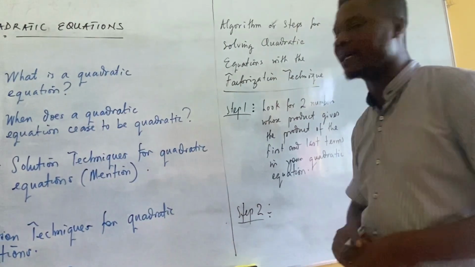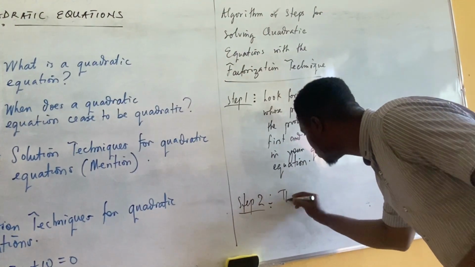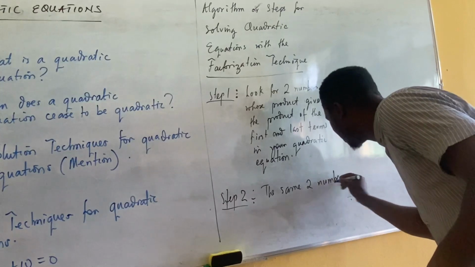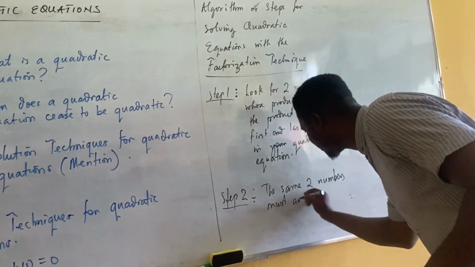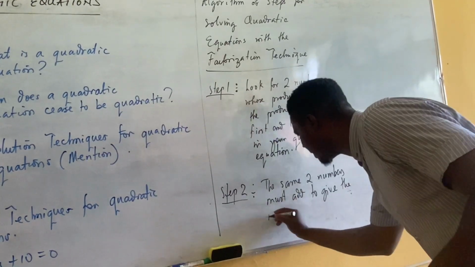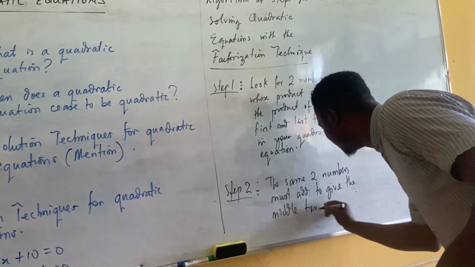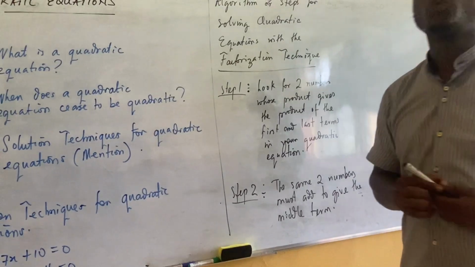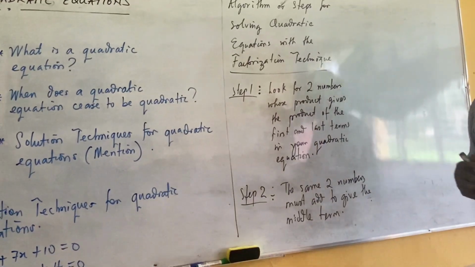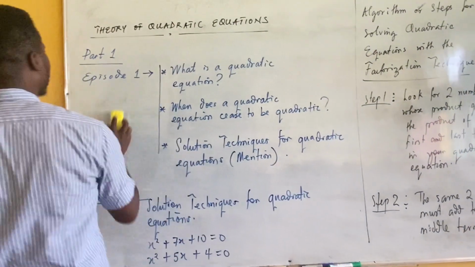Step 2 is tied to step 1 because step 2 says the same two numbers must add to give the middle term. Okay? The same two numbers must add to give the middle term. Now, just in case you do not know what I'm talking about and you've not watched the first part and first episode of the quadratic equation, then I would want you to look at what we are talking about.